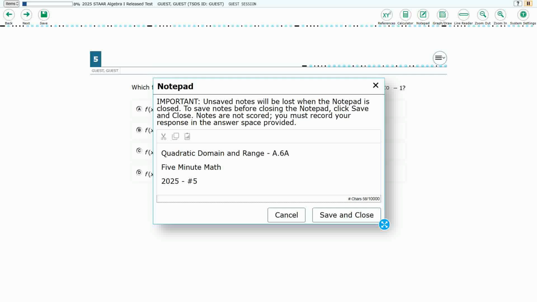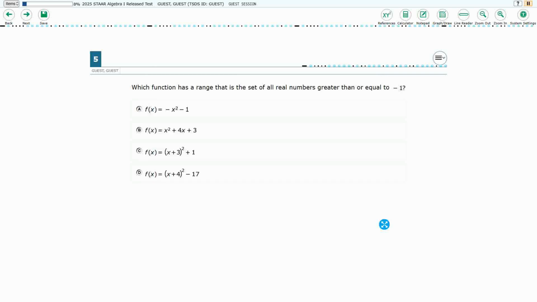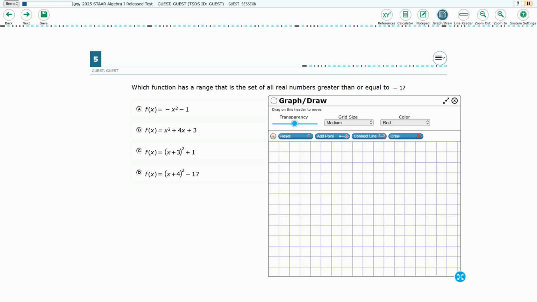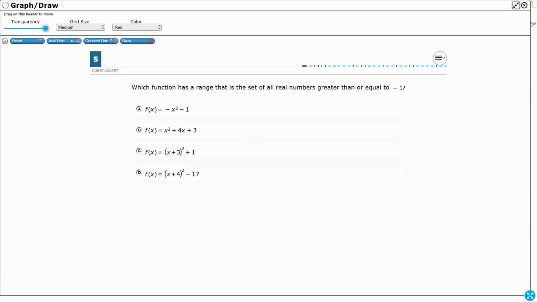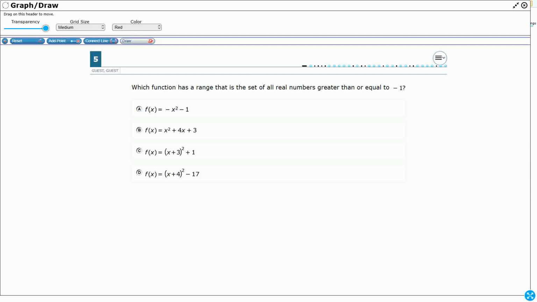Today we are looking at the Algebra 1 concept of quadratic domain and range. This is standard A.6A in the great state of Texas, and we are using item number 5 of the 2025 released STAAR test. If you haven't done so already, please go ahead and take a moment to pause the video, work this problem out on your own, unpause it, and we will look at our answers together.